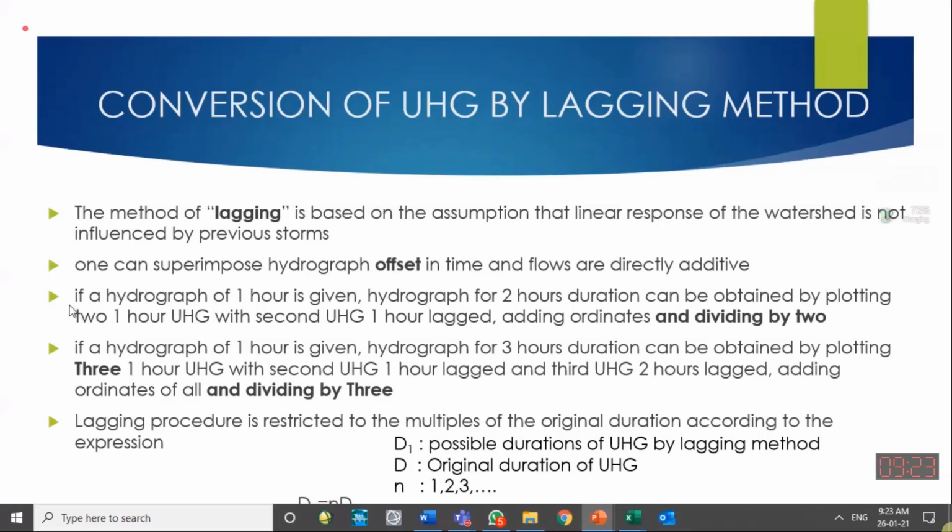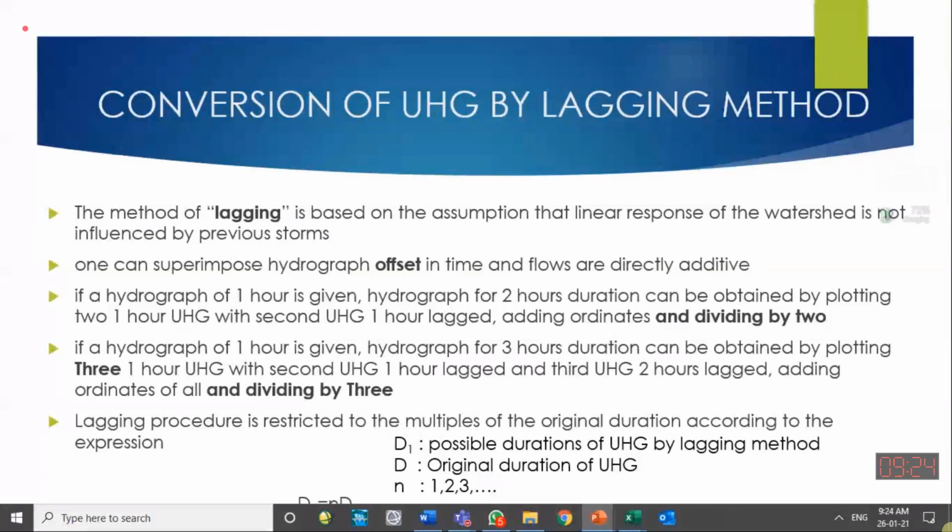So now here is the example. If a unit hydrograph of 1 hour is given and we want to generate a unit hydrograph of 2 hour duration, we can do it by plotting two 1 hour unit hydrographs with the second unit hydrograph lagged 1 hour to the previous one. When we say hydrograph, it means a unit hydrograph. We are talking about unit.